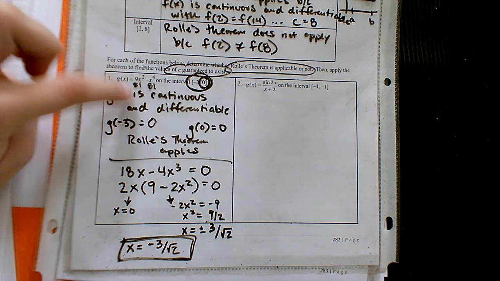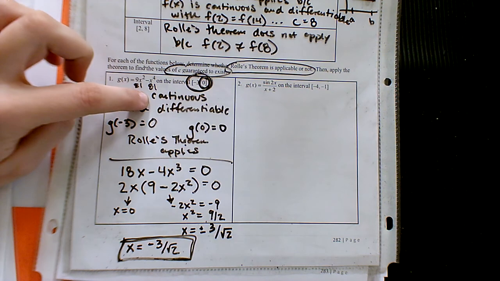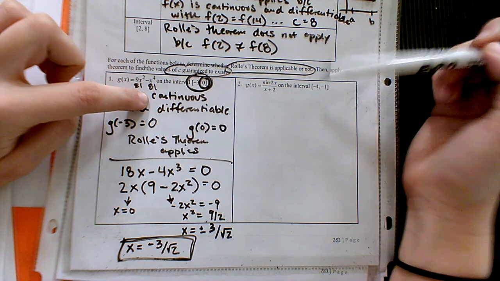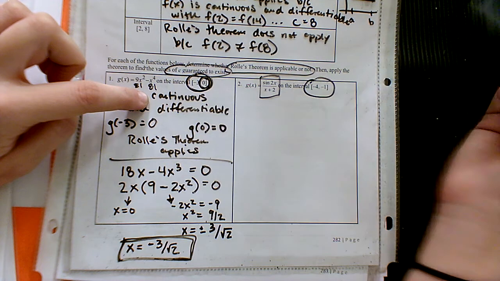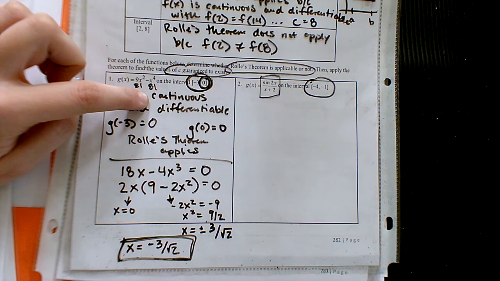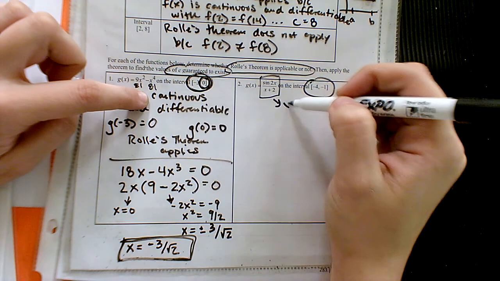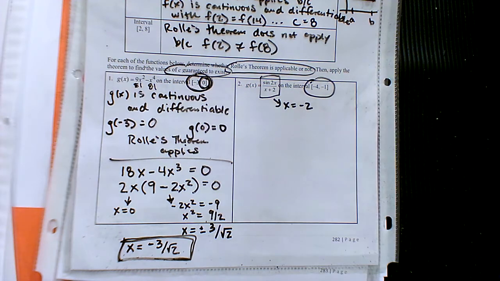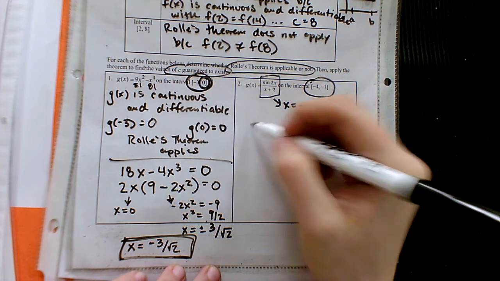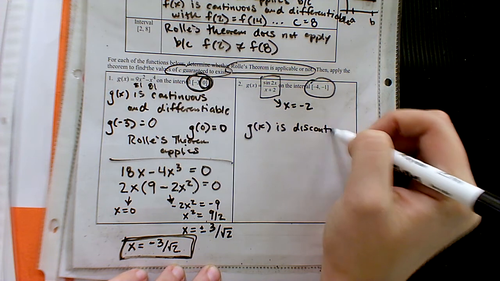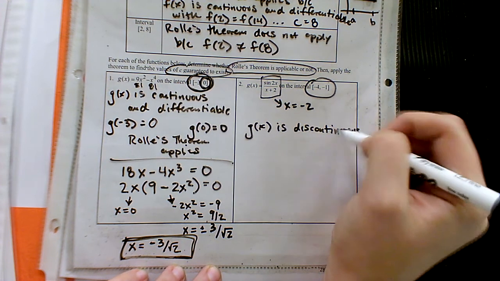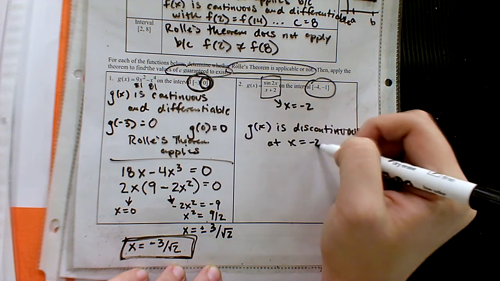Maybe we'll do continuity first, because that's usually the first one listed in the criteria. Is there a spot where this function would be discontinuous within that interval? Yeah. X equals -2. Why? Because if you plug that in there, then you put 0 on the bottom. Yep, and that's a no-no, right? All right, so g of x is discontinuous at x equals -2.